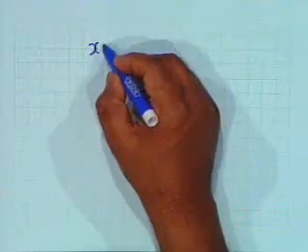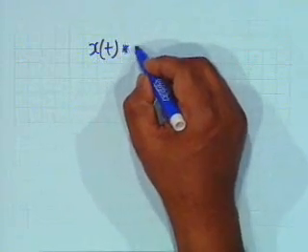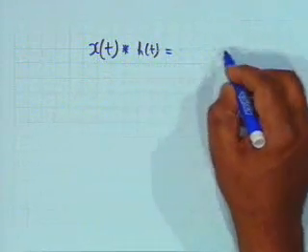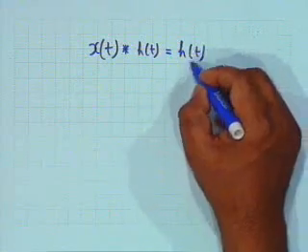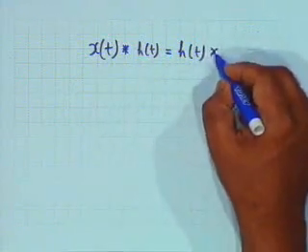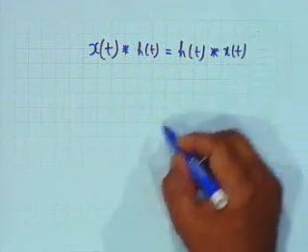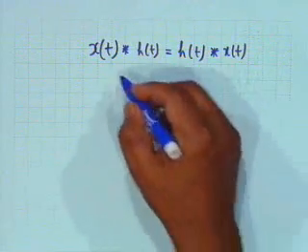which in terms of mathematical operations simply means that the convolution operation is commutative. That is, whether you convolve h of t with x of t or x of t with h of t, it doesn't matter, it's commutative.